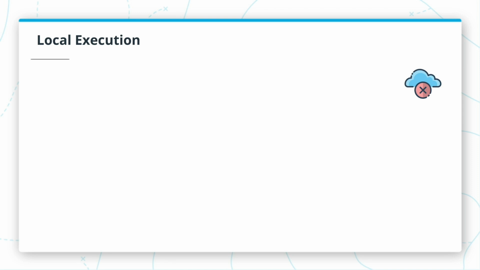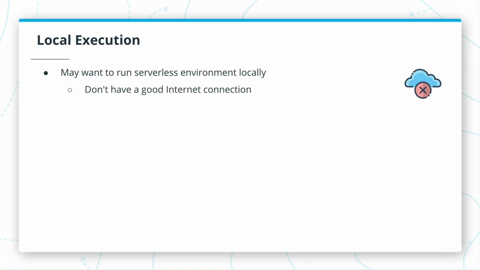Now, in addition to deploying our application to a separate stage to perform some testing, we might actually want to run this application locally. And there may be a few reasons why we would want to do that. Well, one reason: if we don't have a good internet connection, it can be cumbersome for us to interact with an application deployed in AWS.